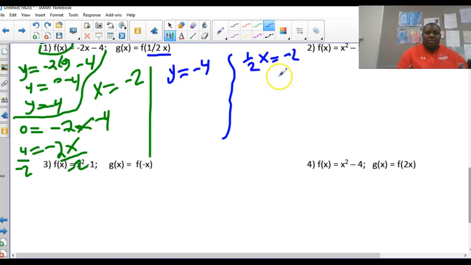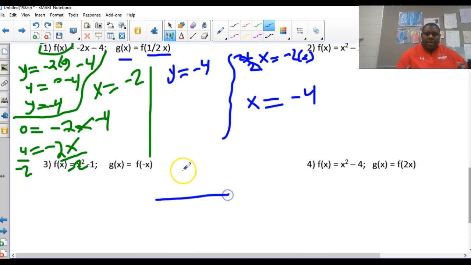Now I'm going to solve this for x. This is going to give me my new x-intercept for g of x. How do you solve it? You multiply by 2 on both sides, right? Because that'll make that cancel. I'm also going to multiply by 2 on this side. Hold on, bear with me. So here it cancels, and I have just x, and here I have -4.